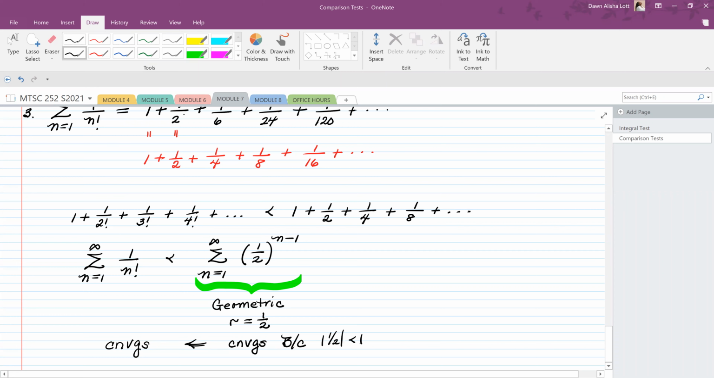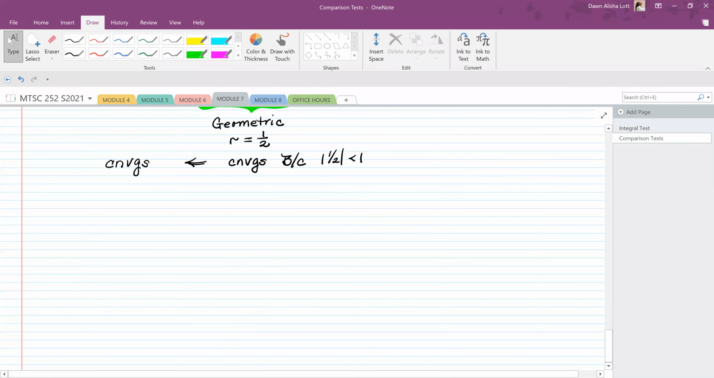Okay, so that is the comparison test. All right. Okay, so the second test is the limit comparison test. Now, this is one of my favorites. I don't know why, but it is one of my absolute favorites.